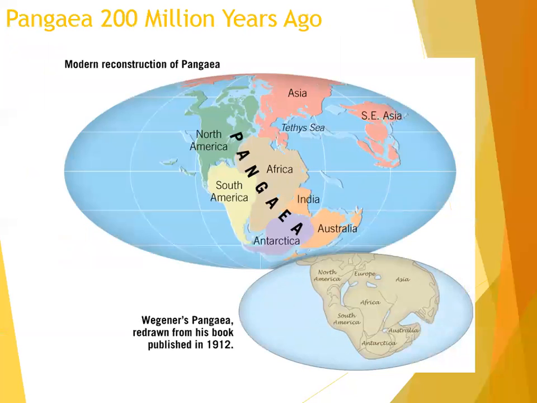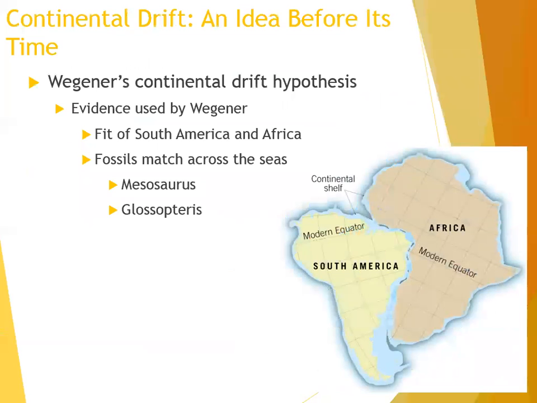This is our modern reconstruction of Pangaea at the top, and this is his drawing from 1912 of what he thought the continents looked like when they fit together. Pretty similar? And to have not had the evidence that proved his hypothesis when he developed this idea, it's really amazing. He based a lot of his original thoughts on the fit between South America and Africa.